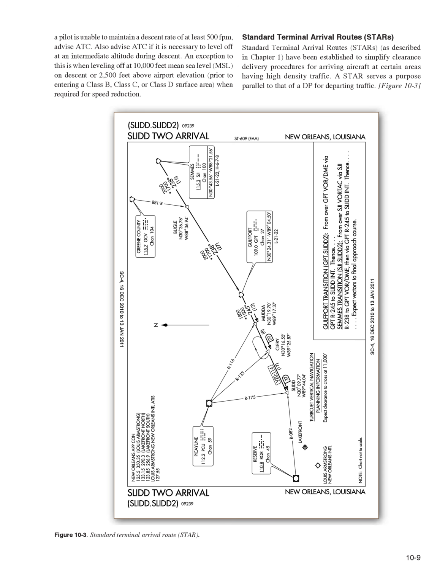Standard Terminal Arrival Routes, STARS, as described in Chapter 1, have been established to simplify clearance delivery procedures for arriving aircraft at certain areas having high-density traffic. A STAR serves a purpose parallel to that of a DP for departing traffic. Figure 10.3.